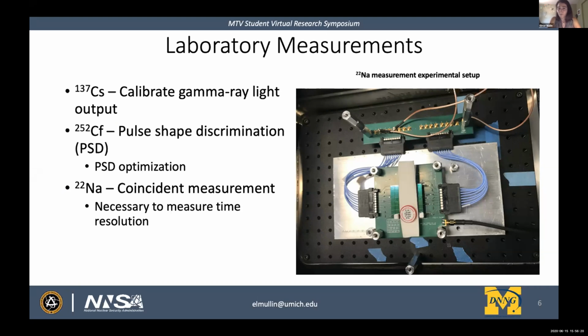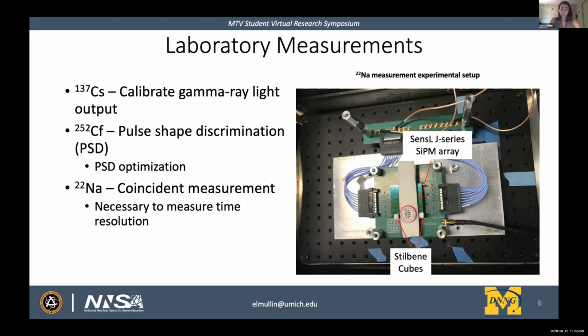You can see our setup in the photo here on the right. Down below are our still beam cubes wrapped in Teflon, and these are coupled to our SensL J-series SiPM array. Like I mentioned before, we wanted to calibrate our gamma ray light output, and for this we used a cesium-137 source. We placed it about 10 centimeters in front of our detector and measured for 30 minutes. Then to perform pulse shape discrimination, or perform this optimization so we can really discriminate between neutrons and gammas, we used a californium-252 source and measured it in the same fashion that we did the cesium-137.